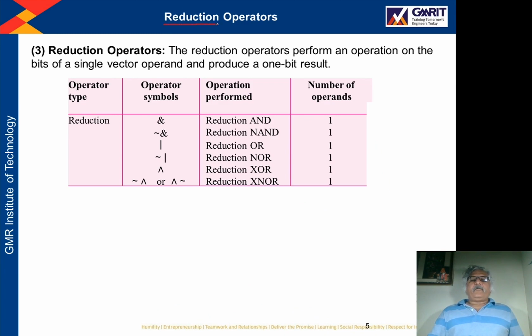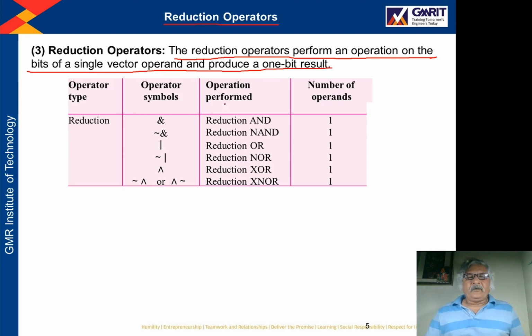Now reduction operator. Reduction operators perform an operation on the bits of a single vector operand and produce a 1-bit result. So it also produces a 1-bit result, but it has only one operand, right? So there are 6 reduction operators.